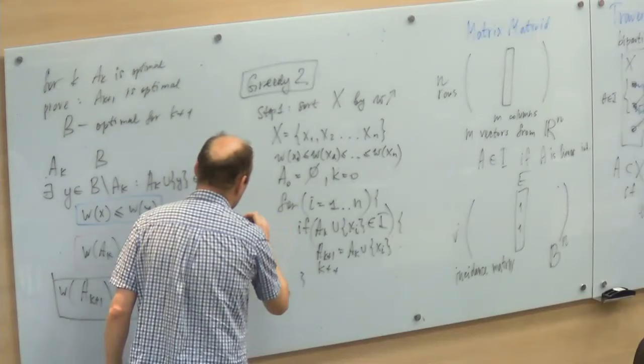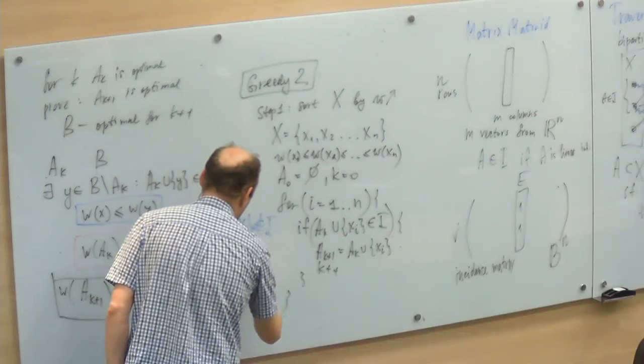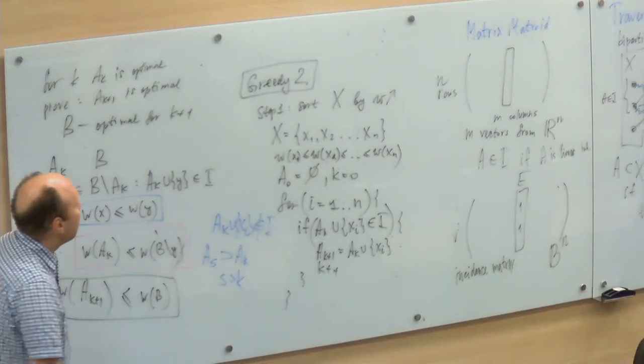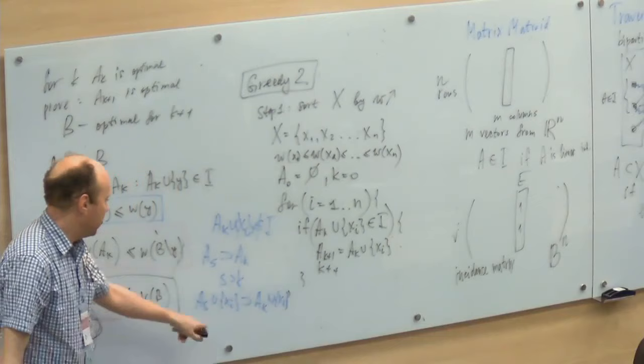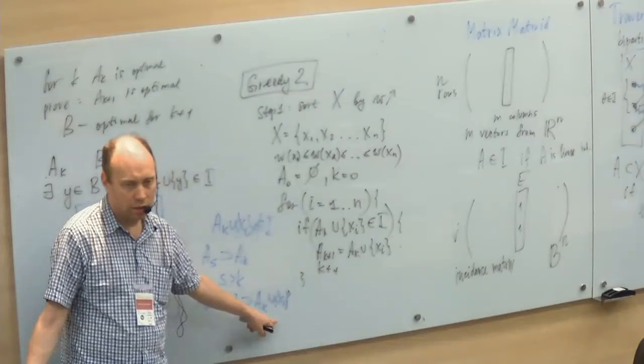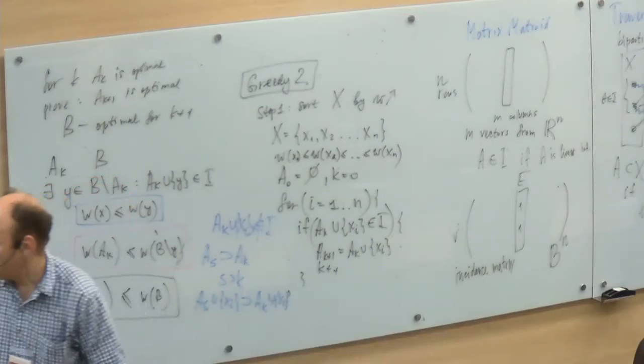independent. But on the future steps, we have A_s contain A_k when s is greater than k. So A_s joined with x_i contains A_k joined with x_i. So if it were independent, then by the second axiom, this would also be independent. So for no future step can this be independent. And therefore, there is no reason to try those x values that we have tried and didn't manage to add.